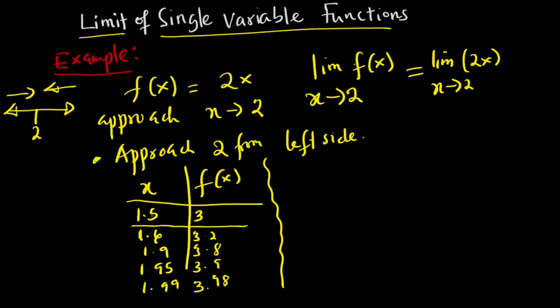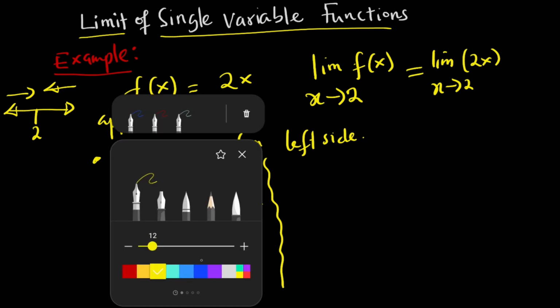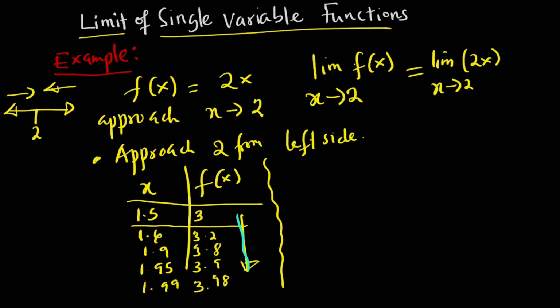Now, as we approach 2 from the left side, from 1.5 to 1.6 to 1.9 to 1.95 to 1.99, getting as close as 1.99, we realize that the value of the function gets very close to a certain number. You can say 4. The value of this function starts from 3, goes to 3.2, goes to 3.9, 3.98, and gets close to 4, but it never gets to 4. So that's what happens to the function when we approach from the left side.